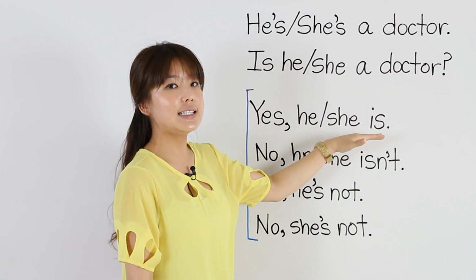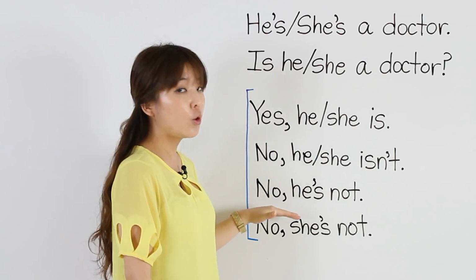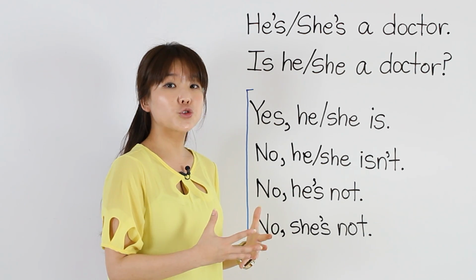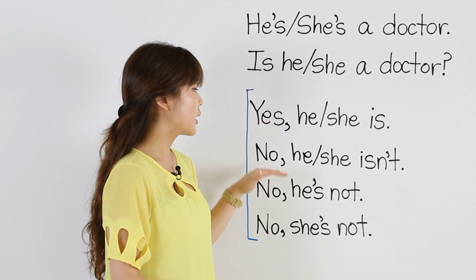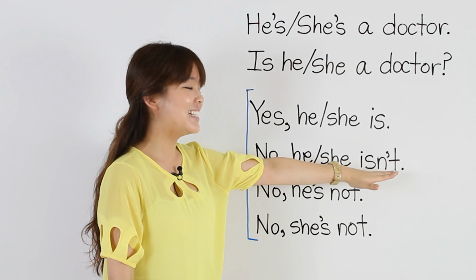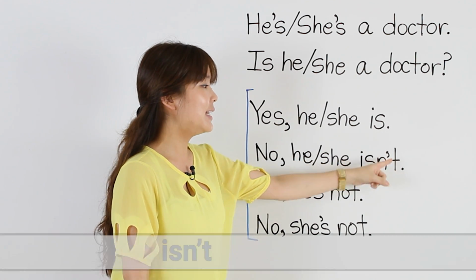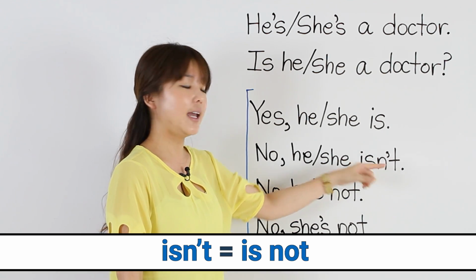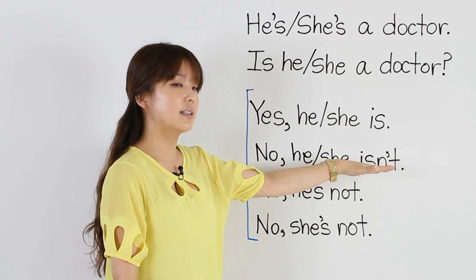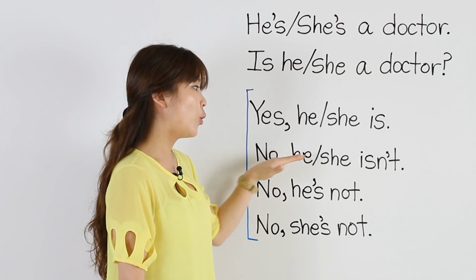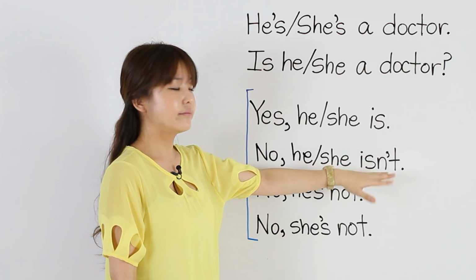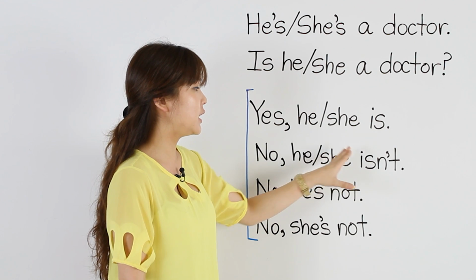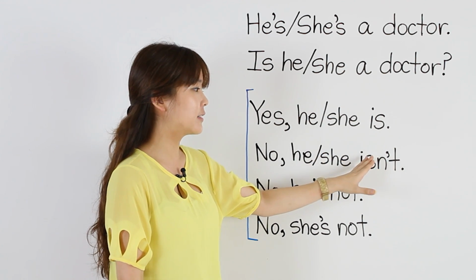Okay, that's easy. When you come to no, this is where it gets a little tricky, but you can do it. No, he isn't. Okay, isn't is a contraction for is not. Okay, no, he isn't. Or, no, she isn't. Okay, so you can use she isn't, he isn't.